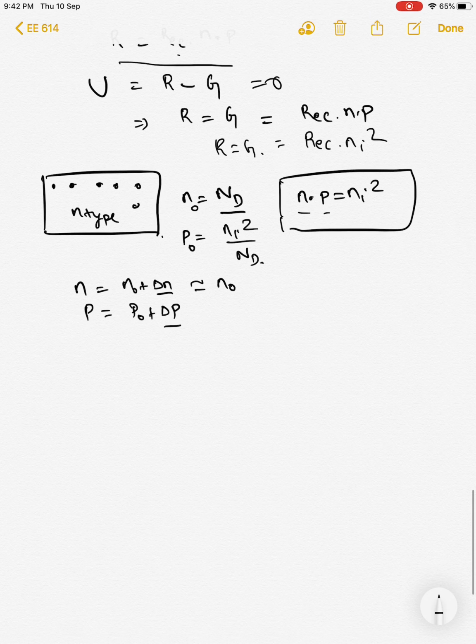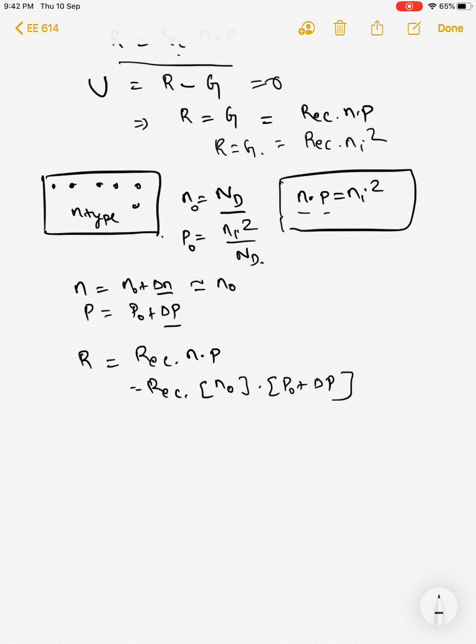so it is actually n_0, right? So the rate of recombination, as we have previously seen, is some constant times n times p, which is equal to R_rec n_0 times (p_0 plus delta p), right? n_0 is actually N_d because it's an n-type semiconductor, so this is actually R_rec n_0 p_0 plus R_rec n_0 delta p.